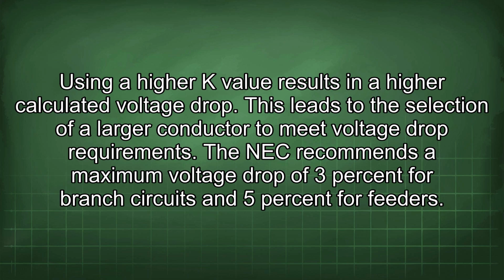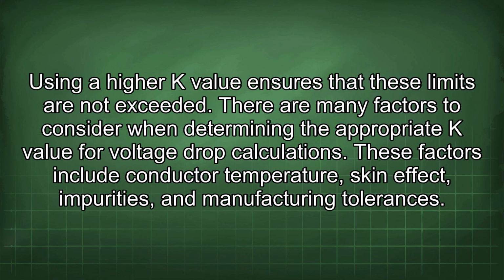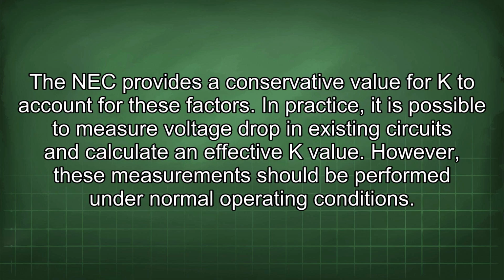The NEC recommends a maximum voltage drop of 3% for branch circuits and 5% for feeders. Using a higher K value ensures that these limits are not exceeded. There are many factors to consider when determining the appropriate K value for voltage drop calculation. These factors include conductor temperature, skin effect, impurities, and manufacturing tolerances. The NEC provides a conservative value for K to account for these factors.